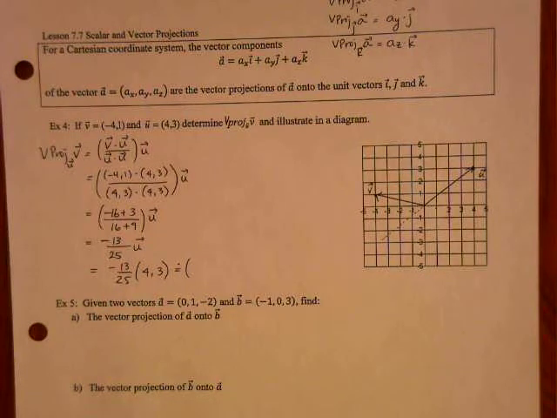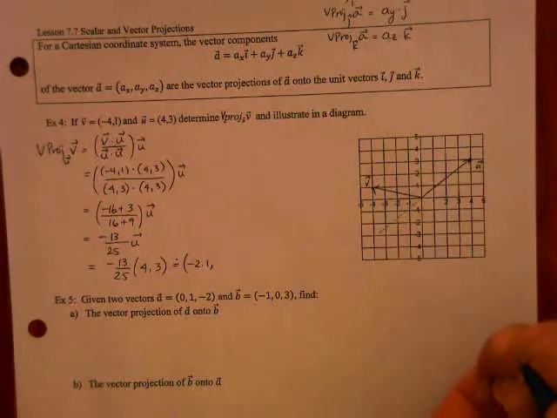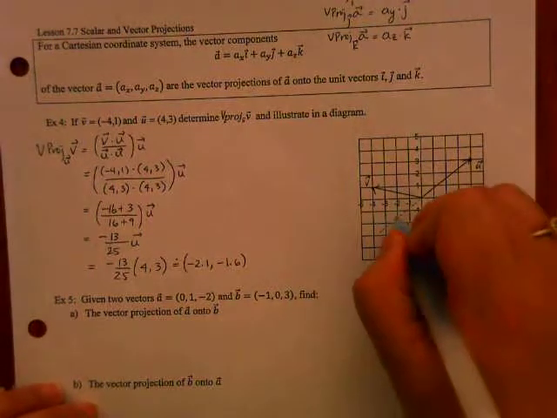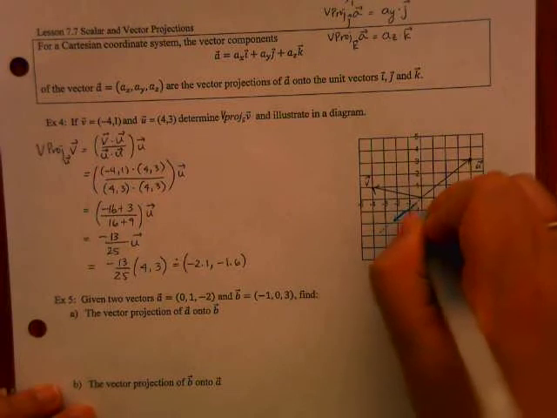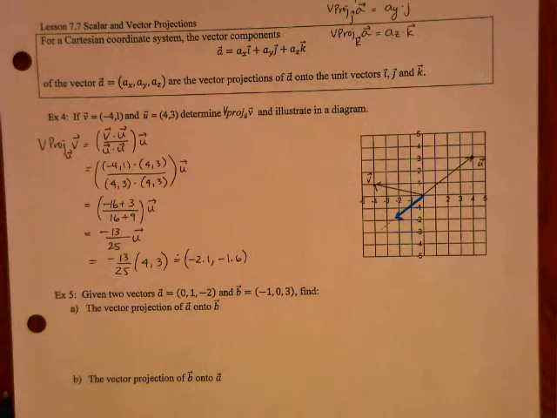One decimal place, two decimal places. Negative 2.1 and negative 1.6. Thank you. So that is going to be negative 2.1, negative 1.6, right around here. So this in blue is our vector projection of v onto u.